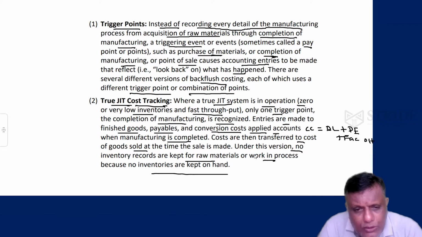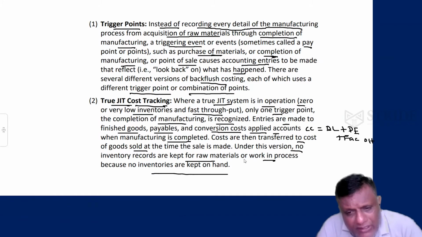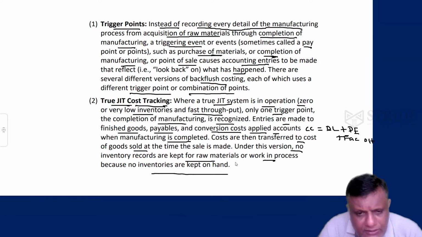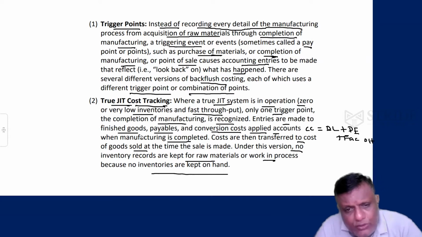That's it. So no need to record everything. Material comes in, material goes out, no WIP. Only finished goods will be the triggering point. So for entries to be done, especially in just-in-time, you have to make the finished goods entry, the payable entry, and the conversion cost entry.